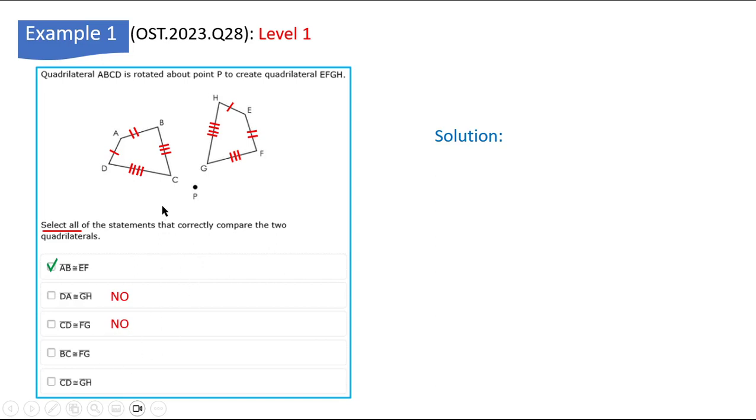Is BC equal to FG? I had the three small lines here. That's yes. Is CD equal to GH? Yeah, see, 4 and 4 small lines here I put. And that's it.